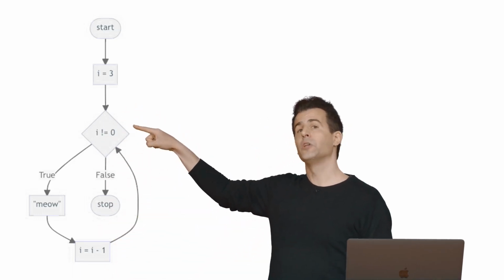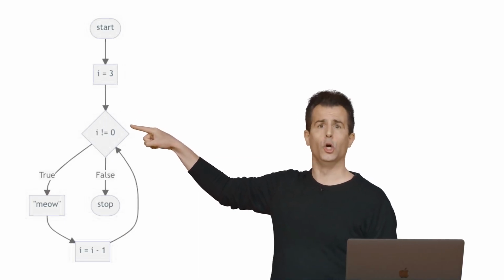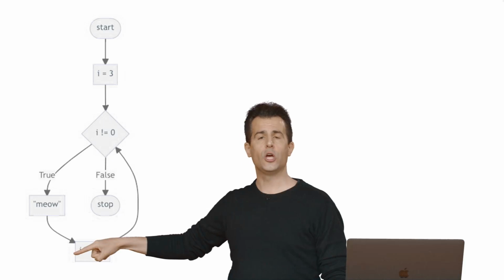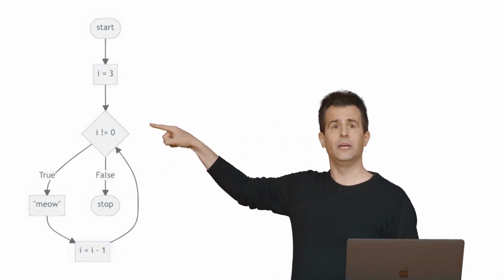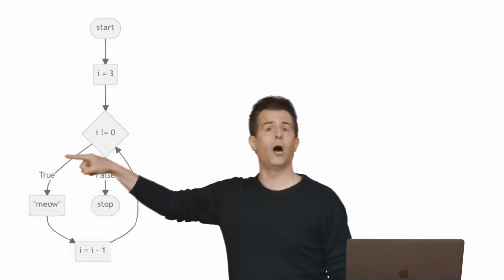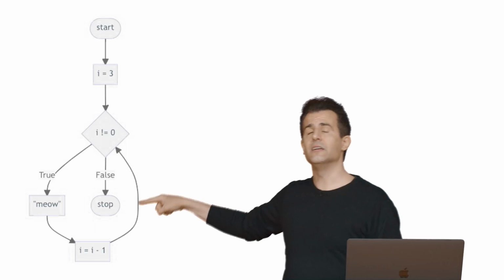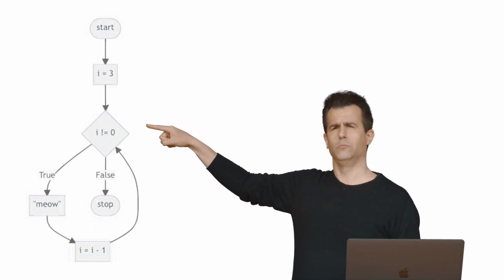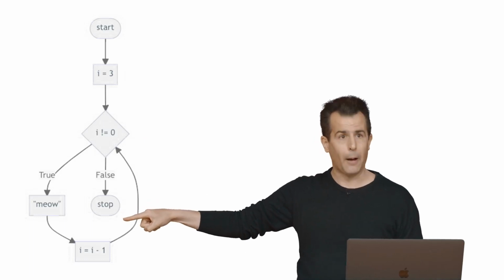Now I ask the question again. Does 2 not equal 0? Well, it does not equal 0. It's 2. So we meow again. We change I from 2 to 1. Well, does 1 not equal 0? Well, obviously, 1 is not 0. So we meow again. We decrement I again. I is now 0. Does 0 not equal 0? No, it equals 0. So the answer is false, and we stop.